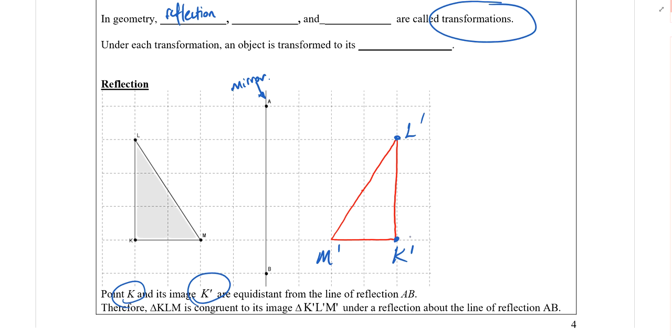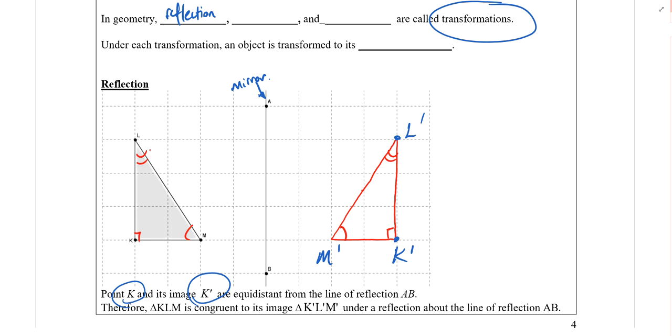When I reflect this way, did the angles change? This angle, L prime, M prime, K prime, has a corresponding angle, L, M, K. This part is 90 degrees, 90 degrees. The angles didn't change, so it's the same shape. And quite clearly you can tell that they have the same size.